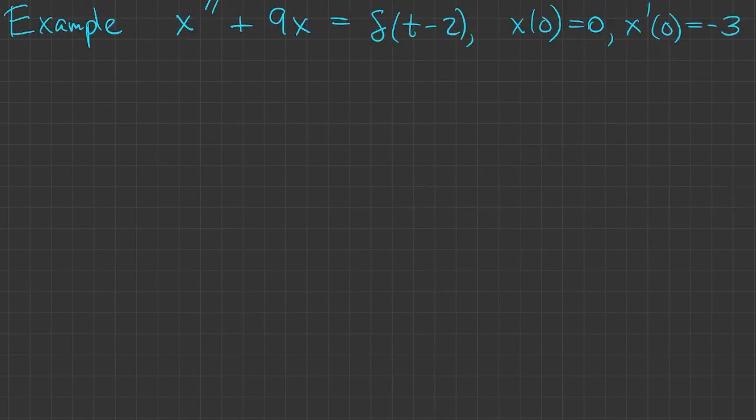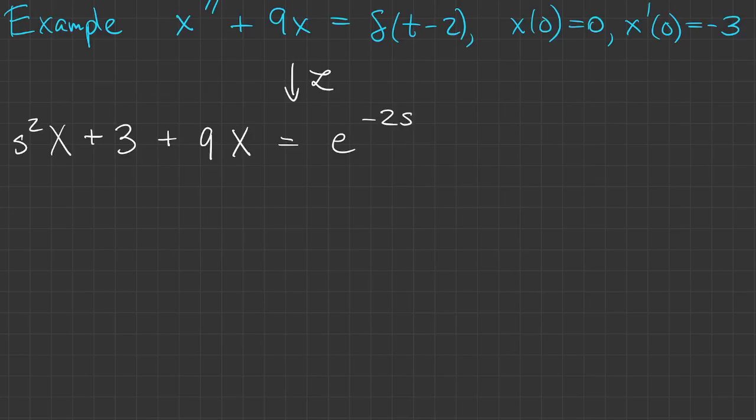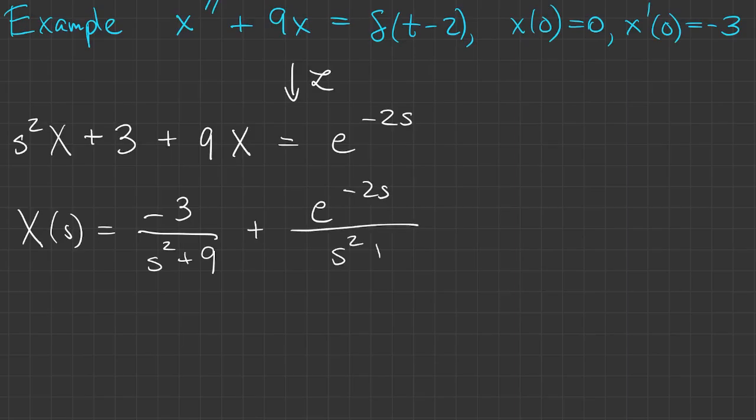Here's an example of an undamped oscillator. Take the transform of both sides using the initial values. We solve for capital X. Once again, I'll write the contributions from the initial values separately. Both terms have the imaginary poles of plus or minus 3i. The first term is ready to invert as is.